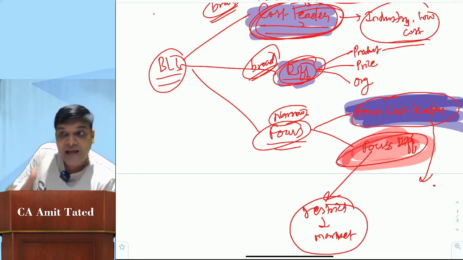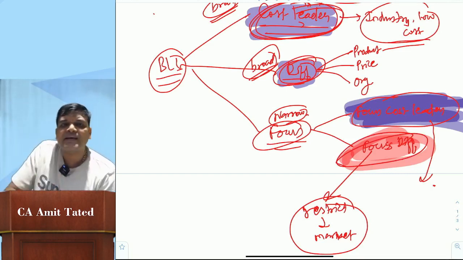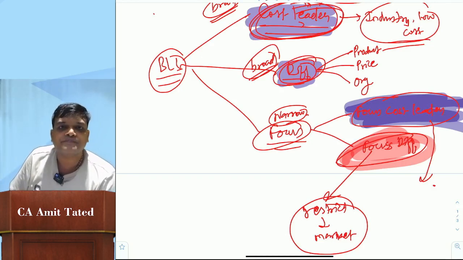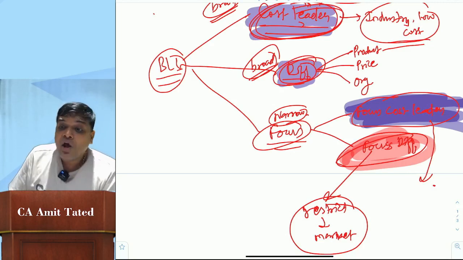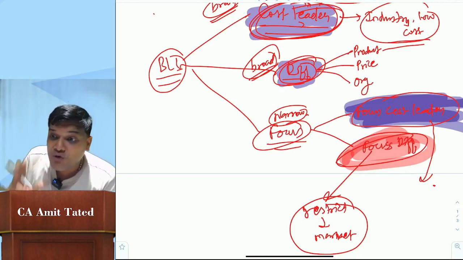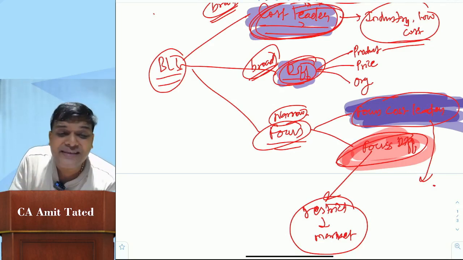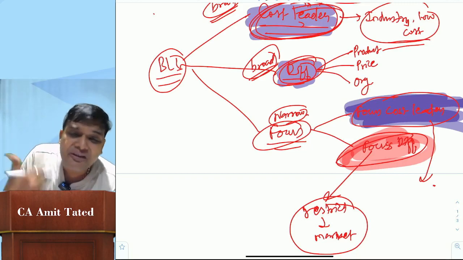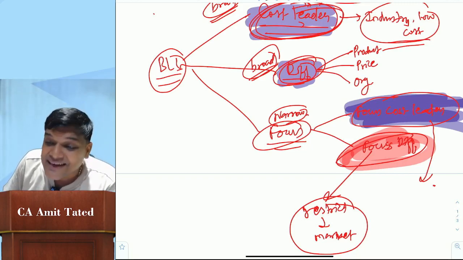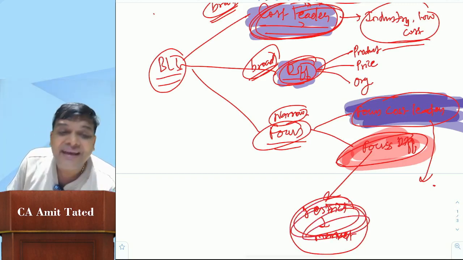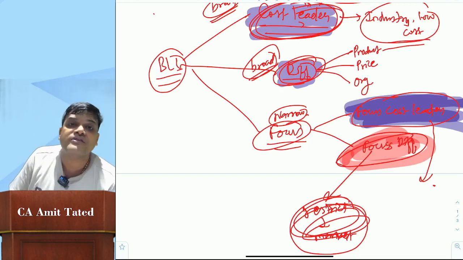I will give you multiple examples. Examples are required here because this case study comes in the exam. It should be clear from the example. So what is focus differentiation? Please understand, focus differentiation has nothing to do with features. If I come with better features than you, it is product differentiation. But if I am restricting the channel, restricting the market, then it is called focus differentiation.